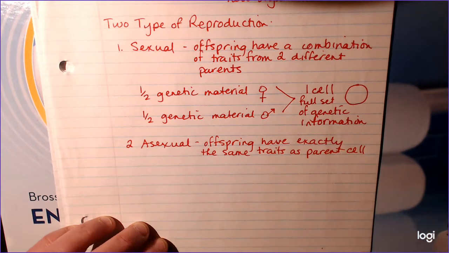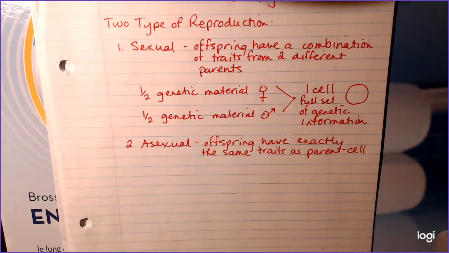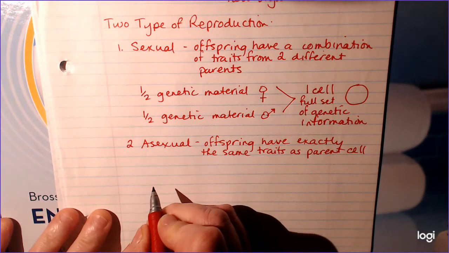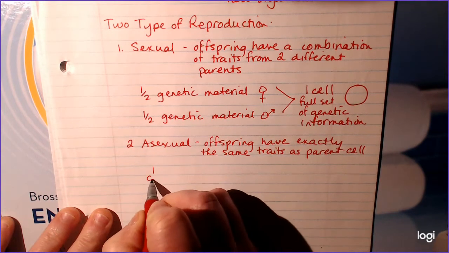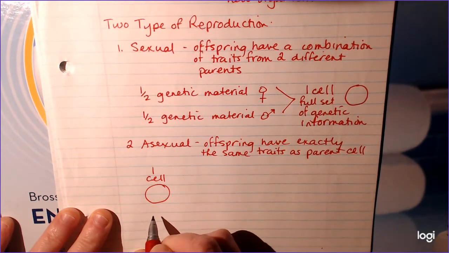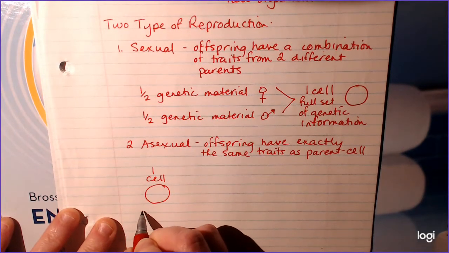So for example, if you take a clipping of a plant and it roots for you, that's a form of asexual reproduction. You're going to get a plant that is exactly the same as the parent plant. Say you took a clipping of a strawberry plant and then you planted it and it came out to be raspberry. It just doesn't happen. It comes out to be exactly the same. So in this case here, we've got one cell, and this cell has a full set of genetic information.